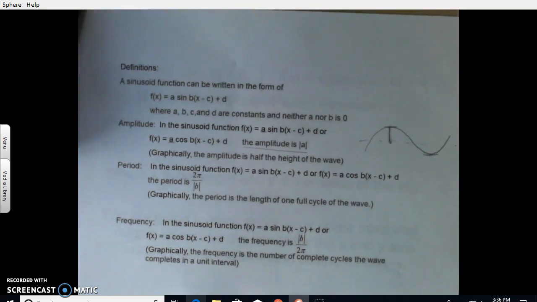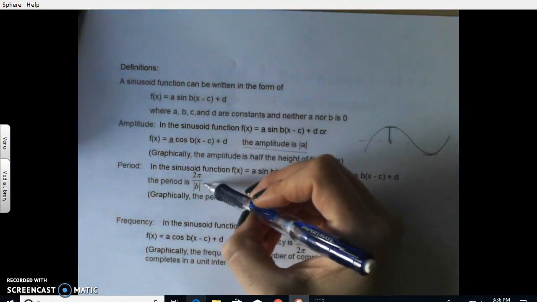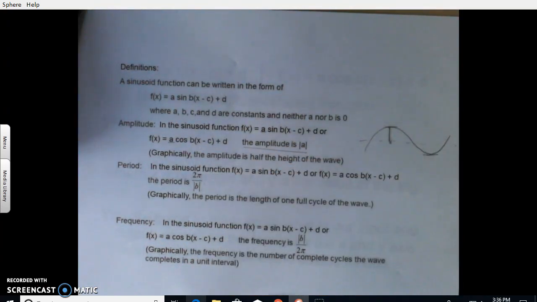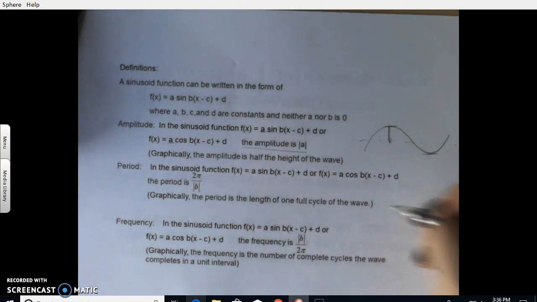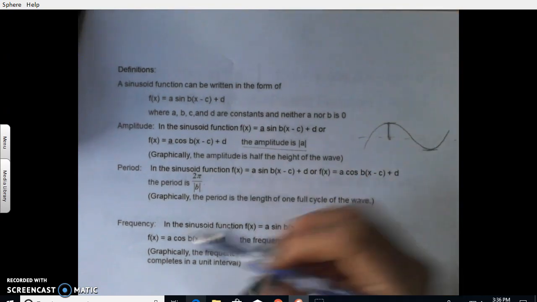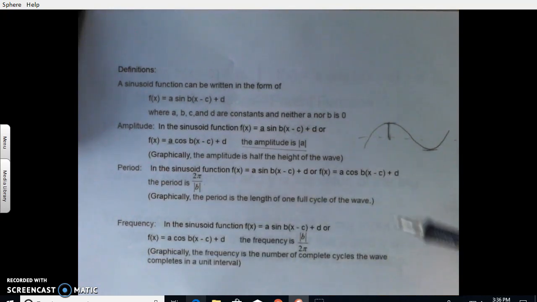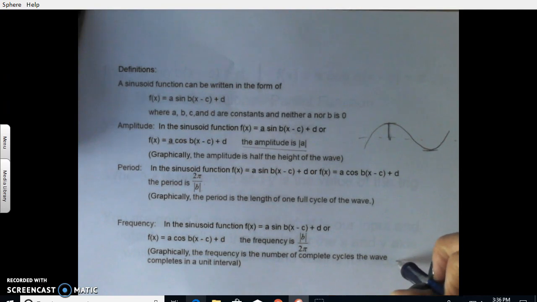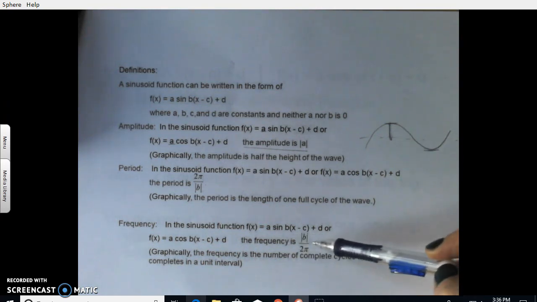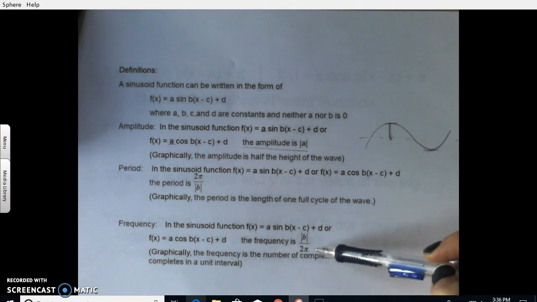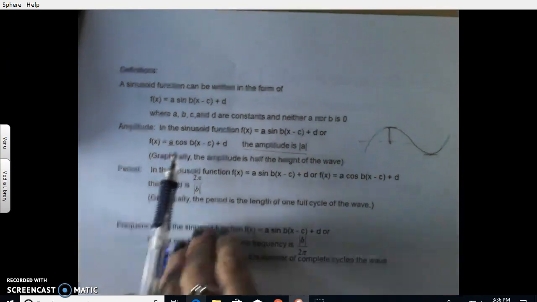Period is found by 2 pi over the absolute value of b, and graphically it is 1 full cycle. Frequency is the number of completed cycles in a unit interval. So we find that by the absolute value of b divided by 2 pi.